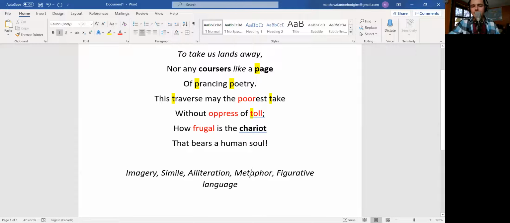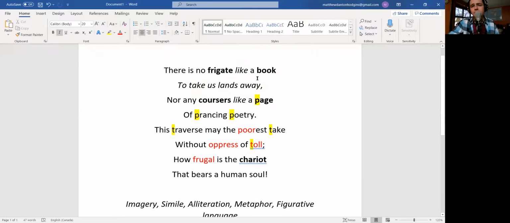Metaphor, however, does not. You can say, she is a flower, and that would be a metaphor, comparing the she, the person you're talking to, and the flower. But when we look back above, I think we're referring to, again, the books and the pages. Because how frugal is the chariot, right? That's the thing that you ride in, right? So your courser might be bringing you along in a chariot.